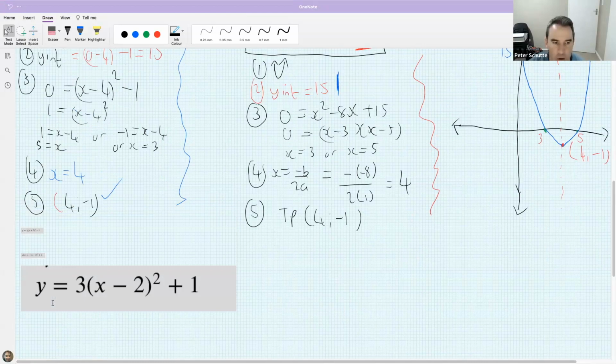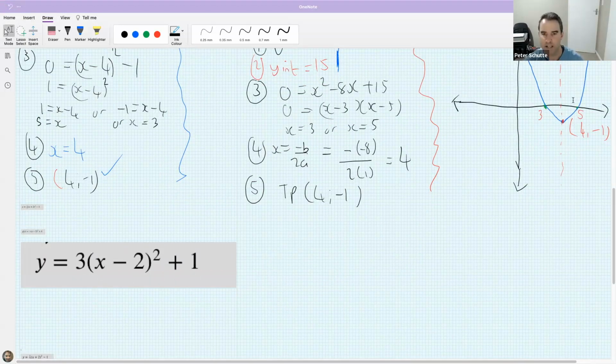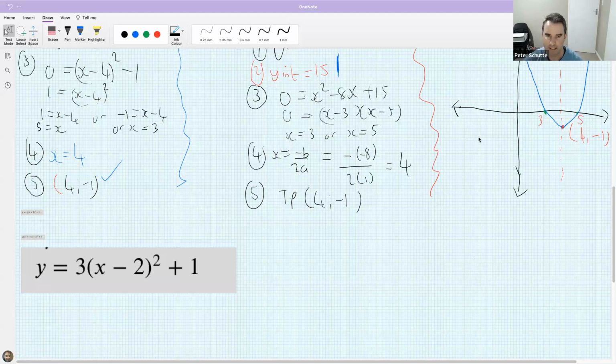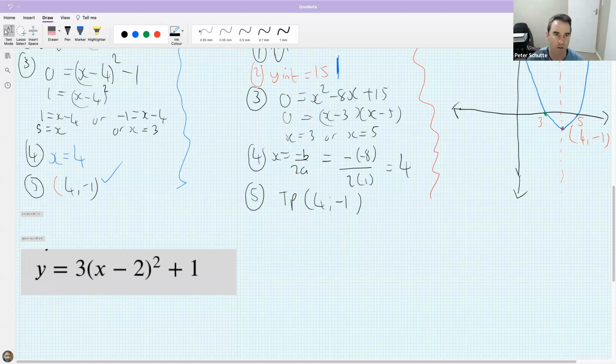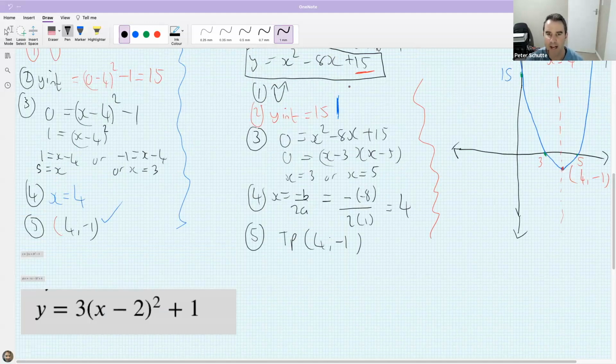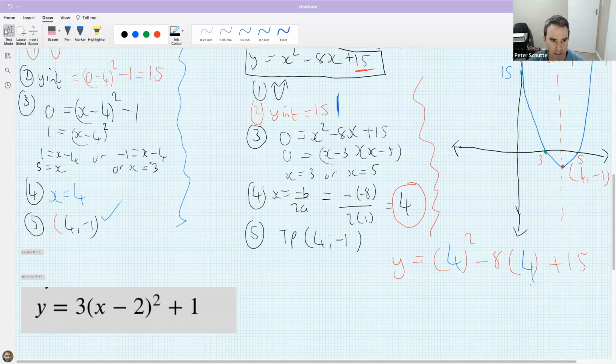Where did we get the -1 from the turning point, Obile? Obile, what I did was, in the previous question, I took the value of 4 and I put it back into the original. So the original in standard form was this. And so I just did that. Or if I was looking at the turning point form, then the -1 was just the bit in the end there.